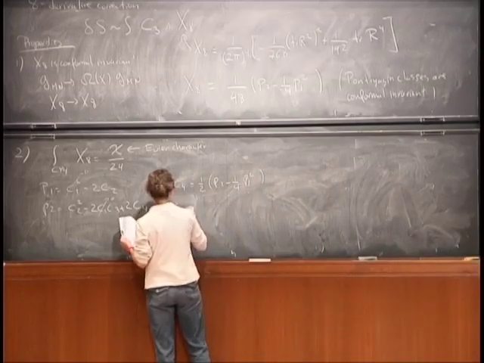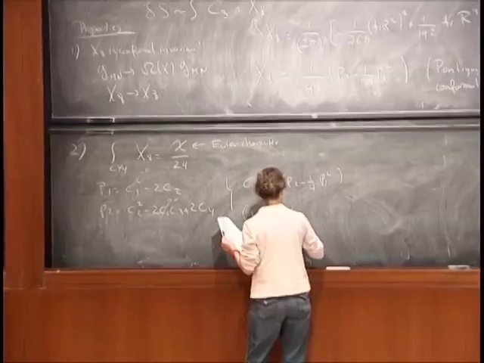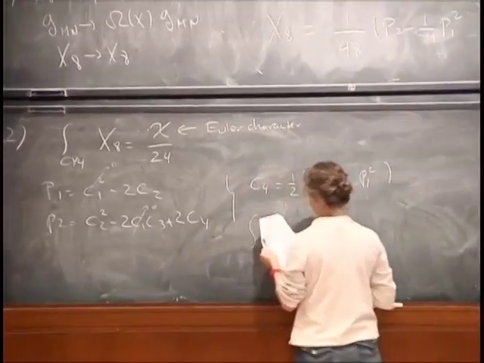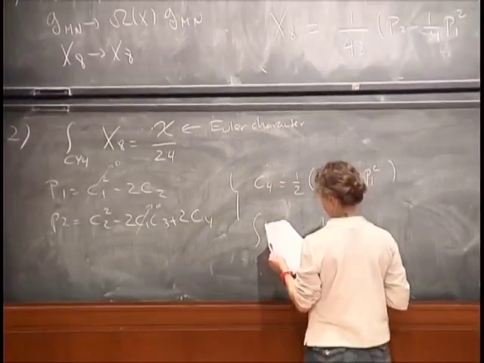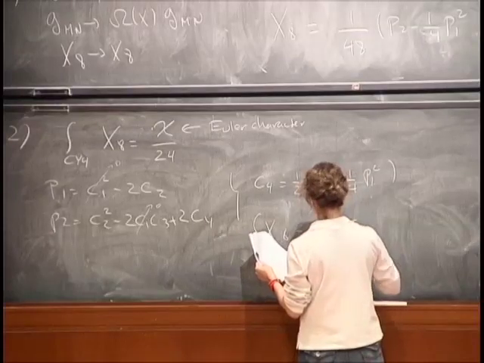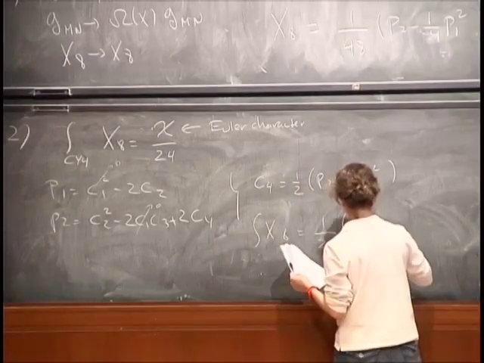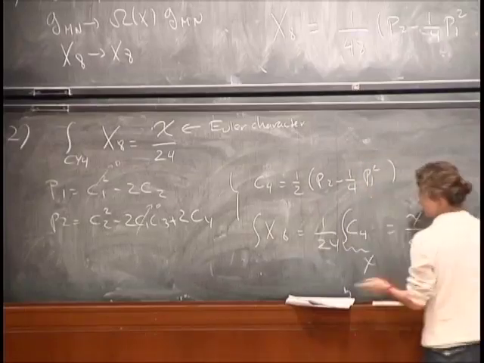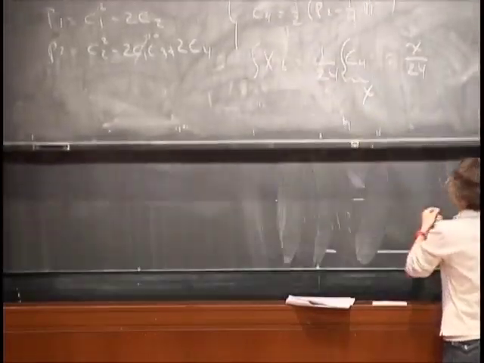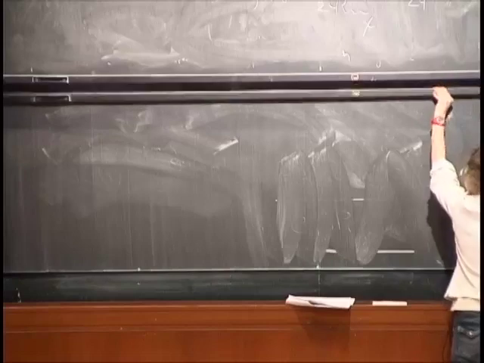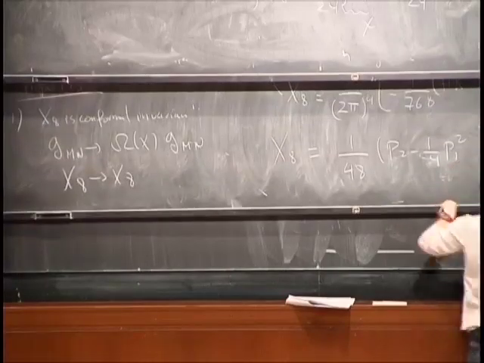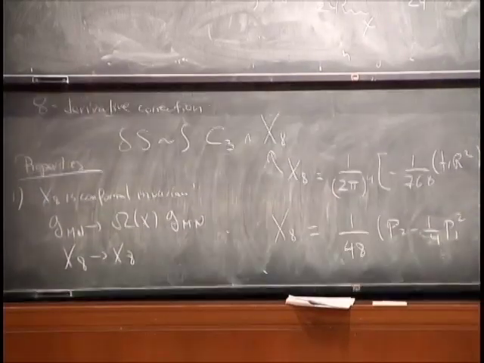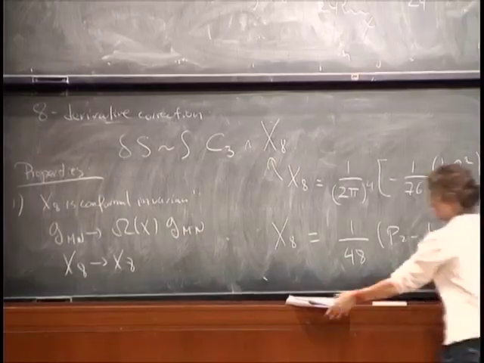So the integral over X8 is equal to 1 divided by 24, I think the numbers work out, times C4, and this over here is the Euler character. So that is chi divided by 24. We are going to need this fact a bit later.